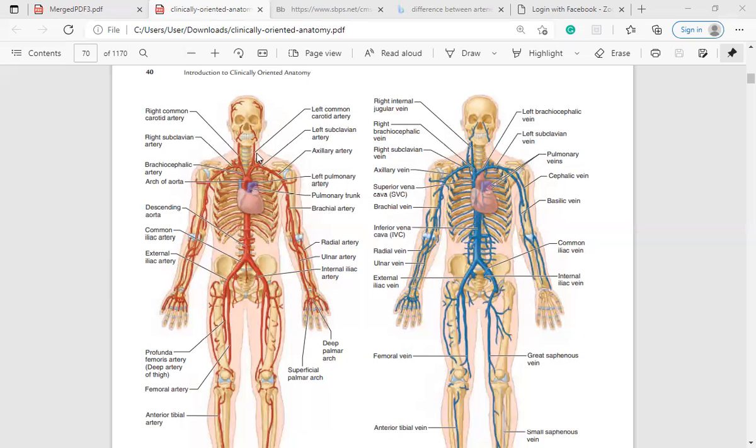But from this picture, we see the left common carotid and the right common carotid, and both of them entering into the head. Then just below the common carotid, you see the left subclavian artery and the right subclavian artery. And we said that this subclavian artery is below the clavicle. So it's called subclavian, under the clavicle, and it supplies the muscles around that clavicular region. Everything around the clavicular region is supplied by the right and the left subclavian artery.